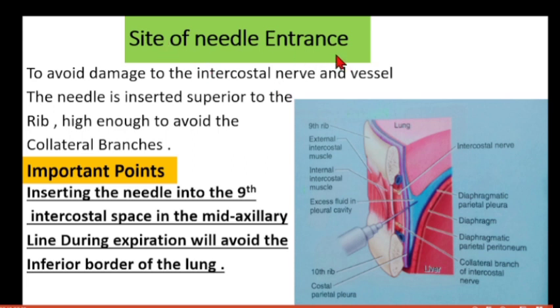Site of needle entrance. To avoid damage to the intercostal nerve and vessel, the needle is inserted superior to the rib. And this is the rib, and the needle is inserted superior to the rib, high enough to avoid the collateral branches. Important points during thoracentesis. Inserting the needle into the ninth intercostal space in the mid-axillary line during expiration will avoid the inferior border of the lung.